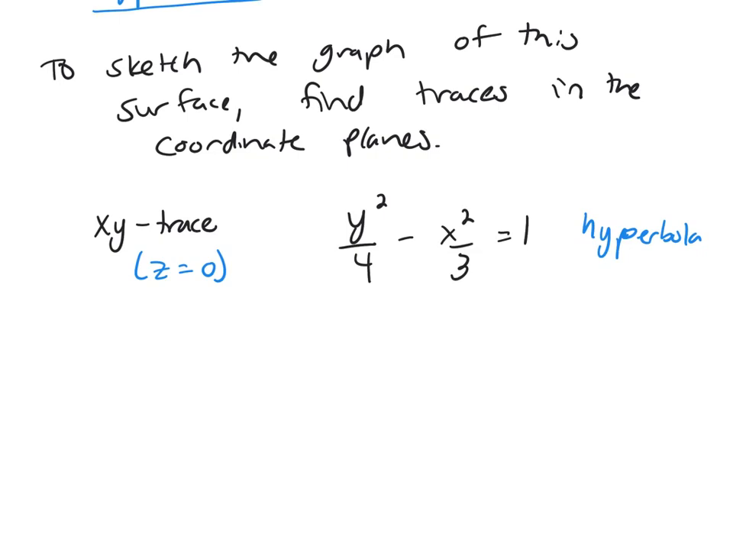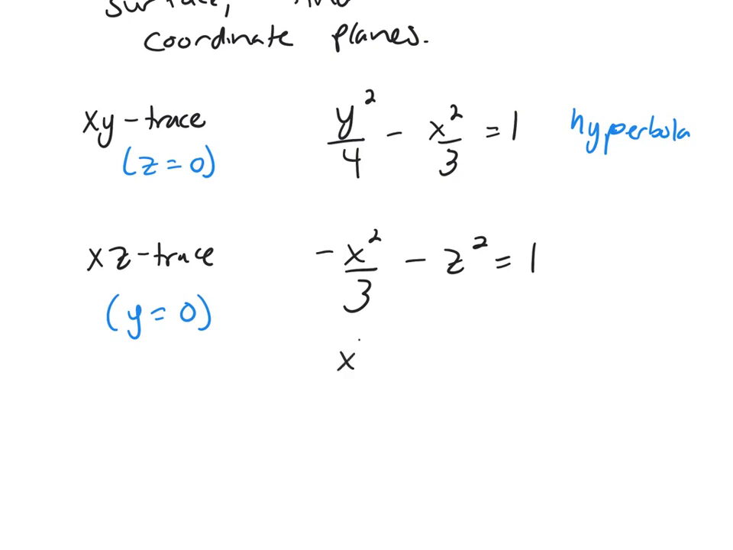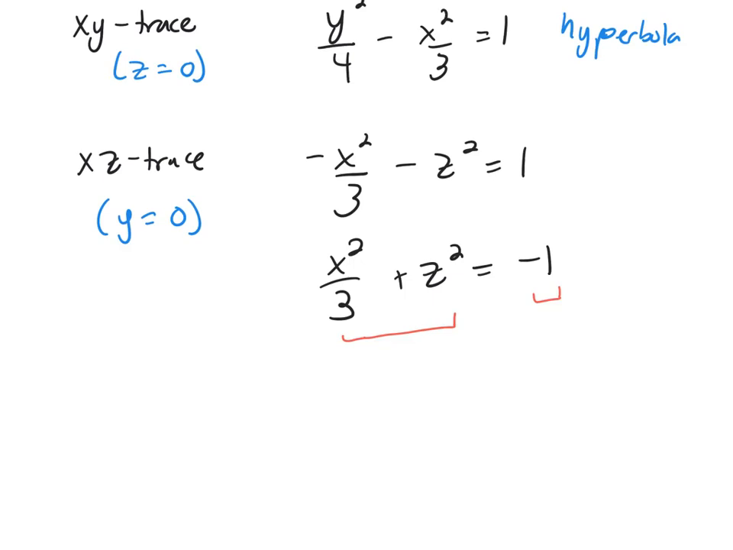So now let's look at the xz trace. So what you're going to plug into your equation is y equals 0. You'll get negative x squared over 3 minus z squared equals 1. And if I multiply this equation by negative 1, you'll see x squared over 3 plus z squared equals negative 1. And just think about what this equation says. It says that the sum of 2 squares, this left-hand side, is always positive, so there's no way that it can equal negative 1. And so we get no trace here.